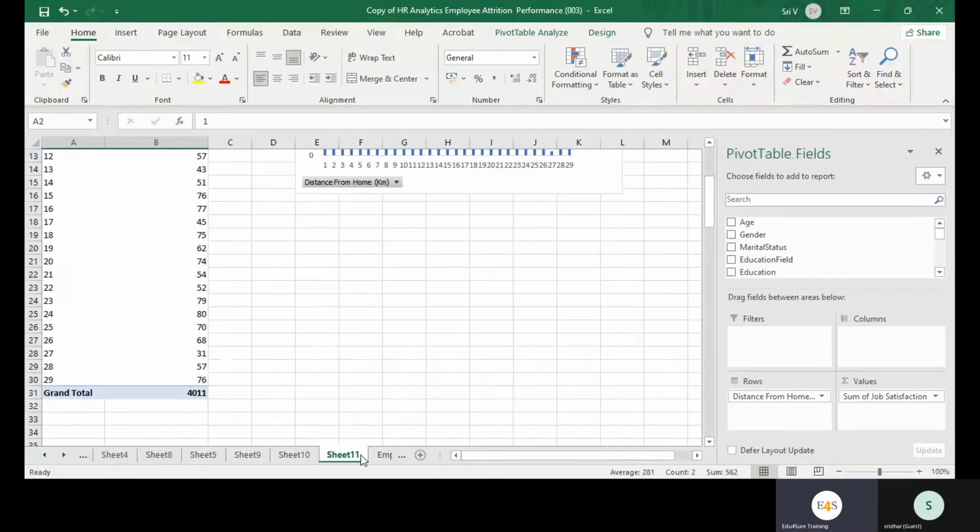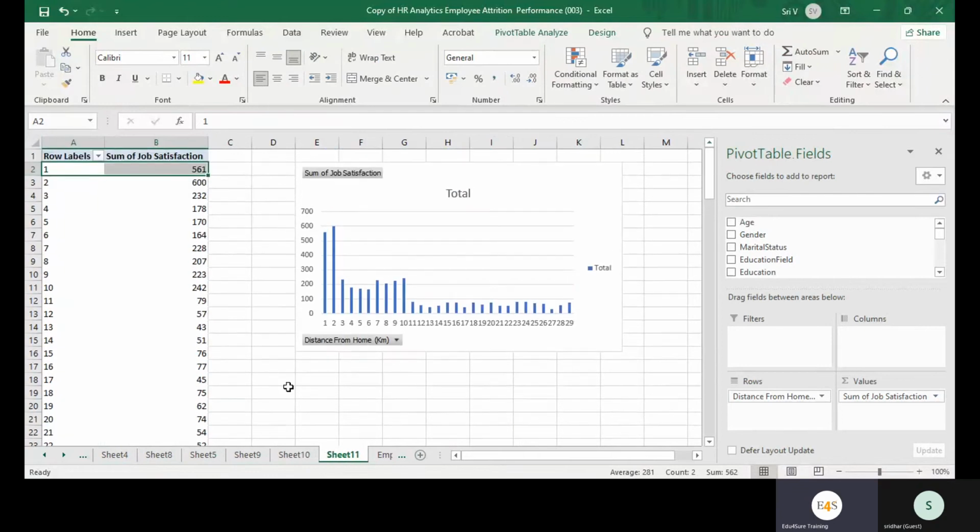Because you do not have kilometers written in the values in the cells. Only the distance is there in the rows. Yes. So you want km also? Yeah, correct. If you want km also, you can update that in your data. That's okay. But we do not have these km written in the cell values, right?